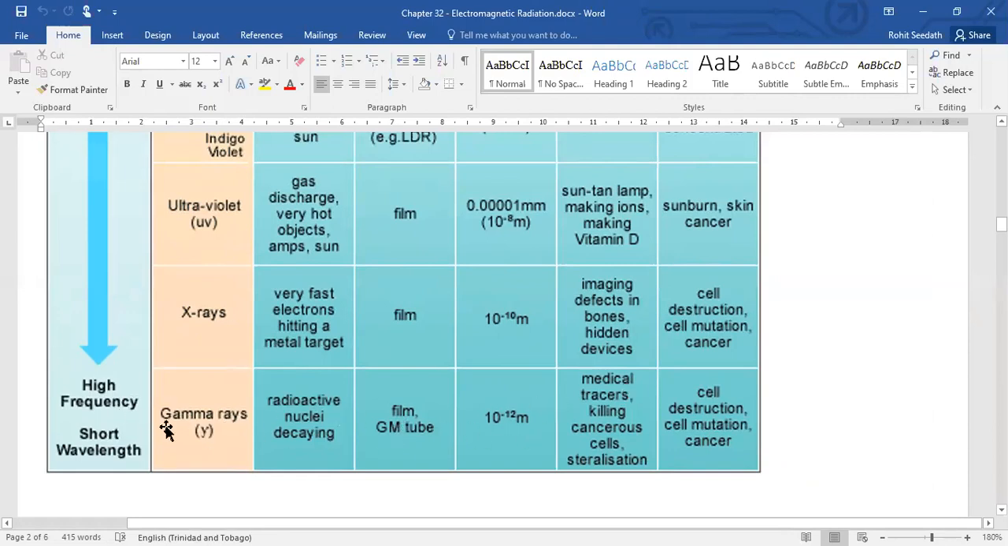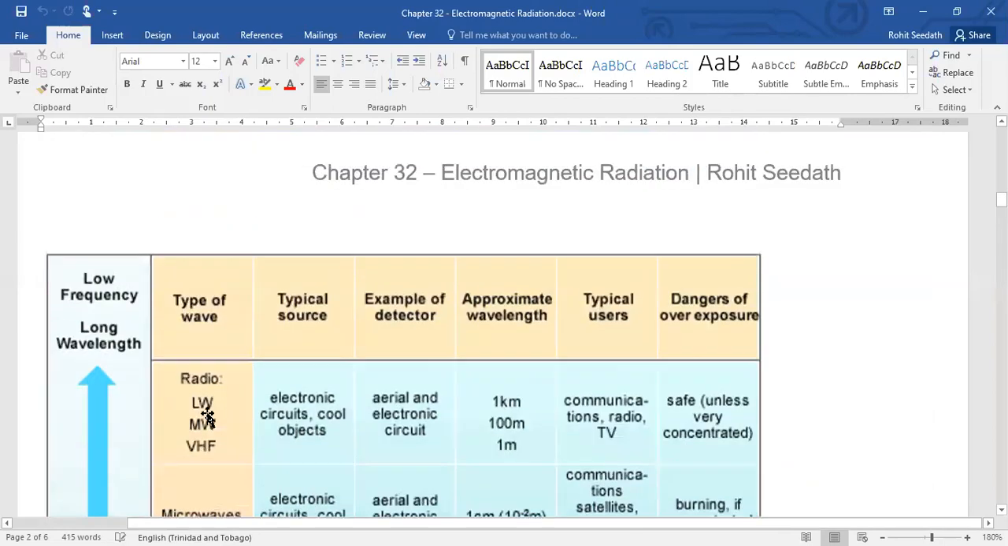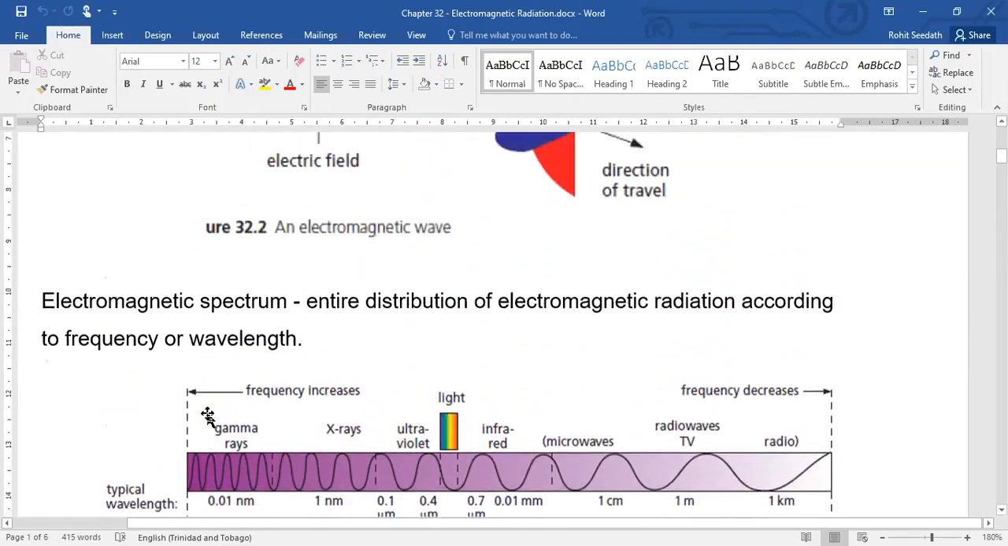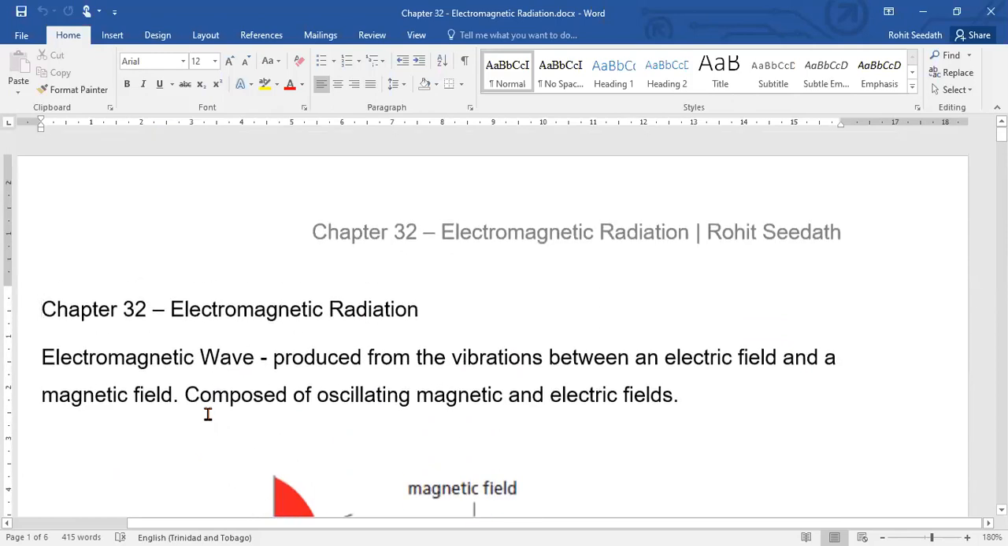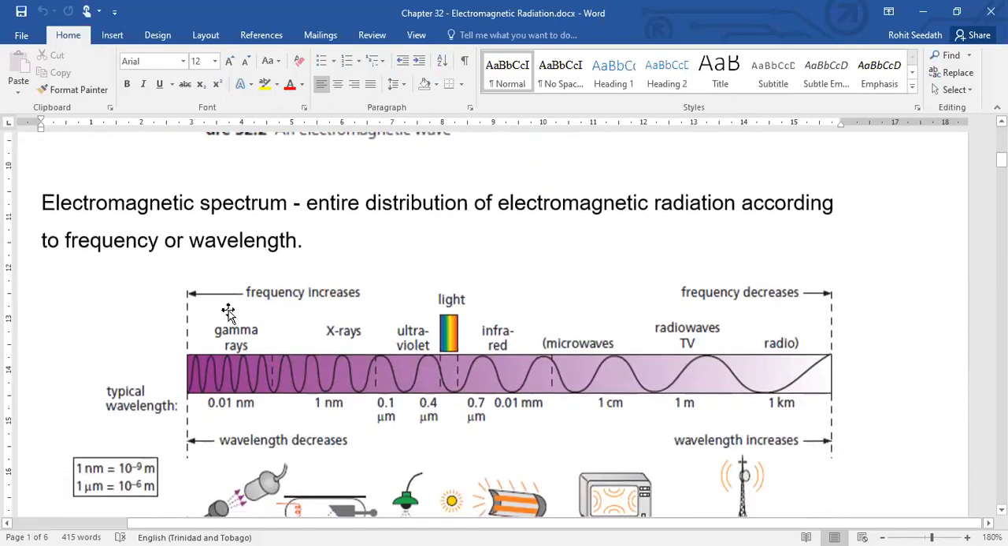And thus gamma rays have the shortest wavelength, however the highest frequency. We did this when we did something called the electromagnetic spectrum, or electromagnetic radiation. This is the spectrum with all the wavelengths. Good.